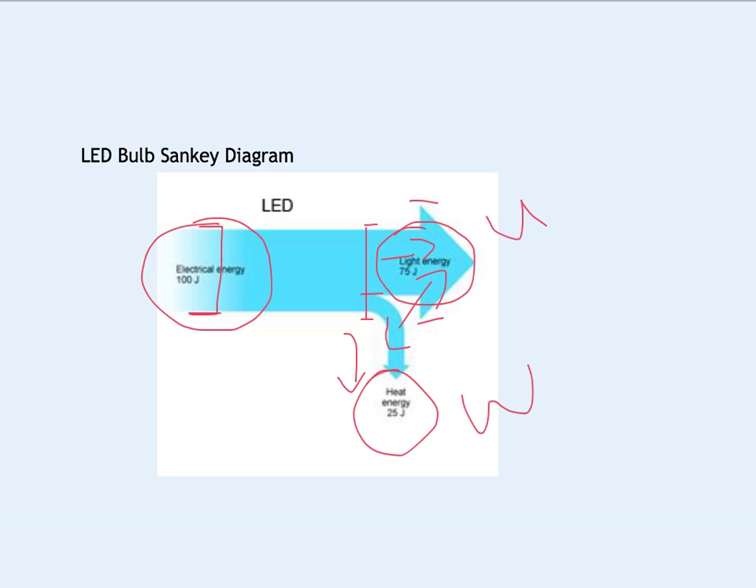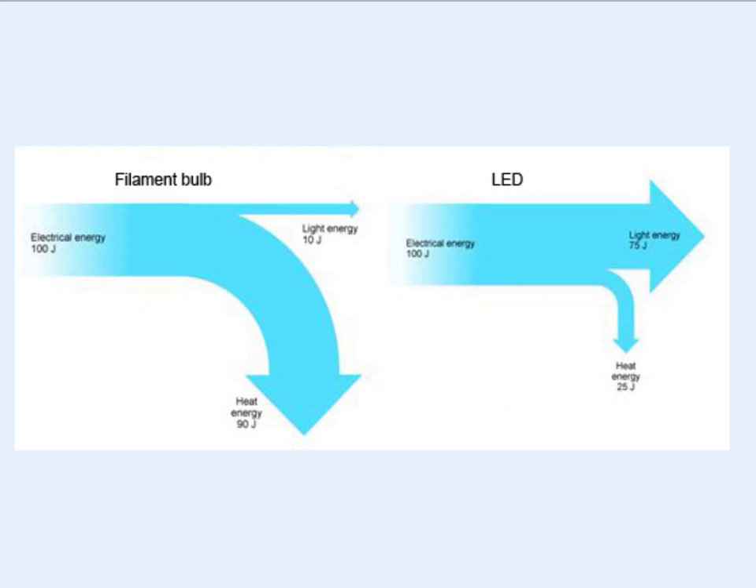So we'll look at these arrows, these Sankey diagrams side by side. Right, this should give you a clearer indication of the difference between them. Same amount of energy coming in here because the arrow's the same size, whereas you've got a very small arrow here compared to a very big arrow here. So this small arrow for light energy for the filament bulb is 10 joules, whereas this larger arrow here is 75 joules.